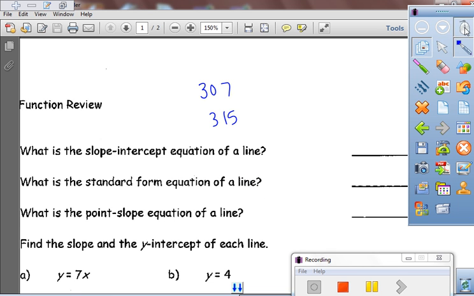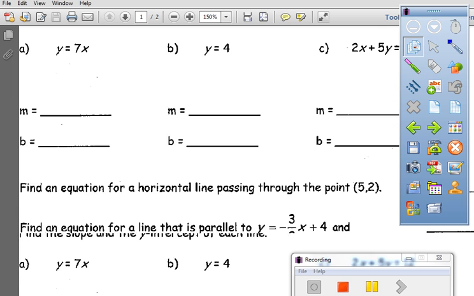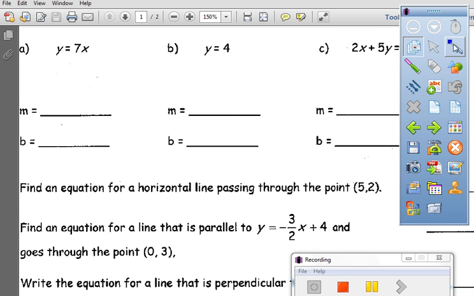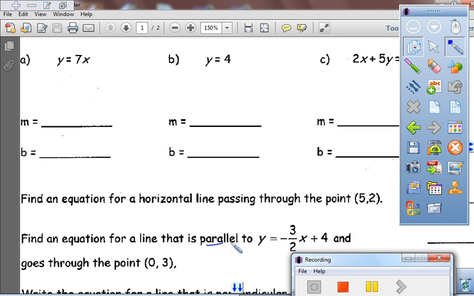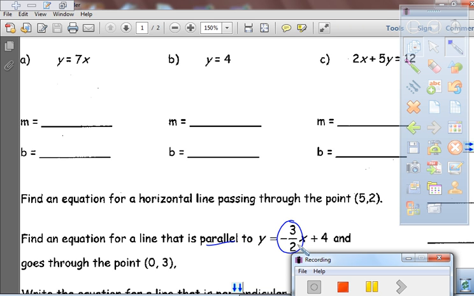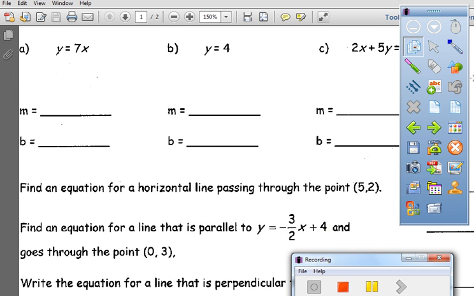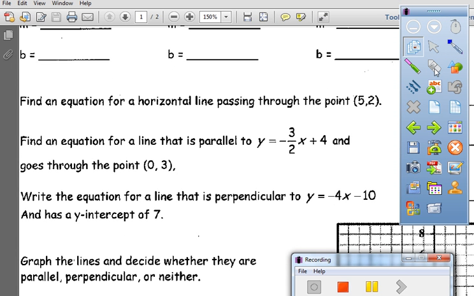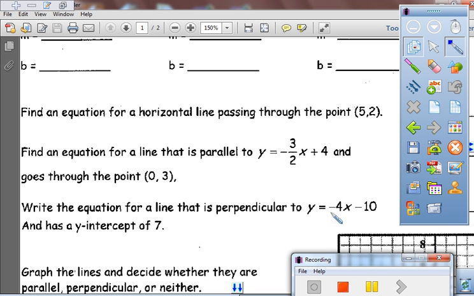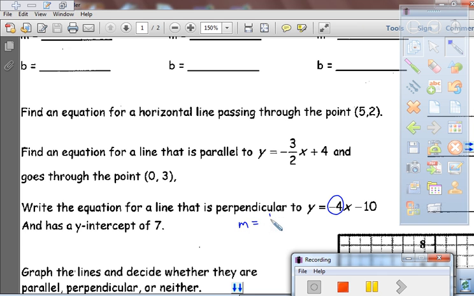For numbers 6 and 7 on the worksheet, remember parallel lines mean that they have the same slope. So parallel means that they have the same slope. So you're still going to have the negative 3/2 for the slope. And perpendicular in question number 7 means that they're going to be negative reciprocals. So if the slope of this line is negative 1/4, the negative reciprocal would be positive 4. So for number 6, you're going to use a slope of negative 3/2, and for number 7, you're going to use a slope of positive 1/4.